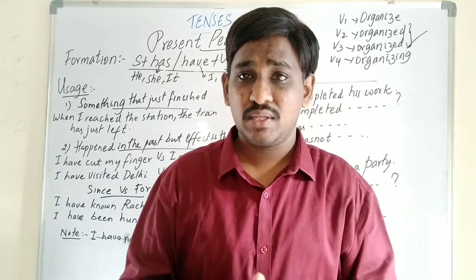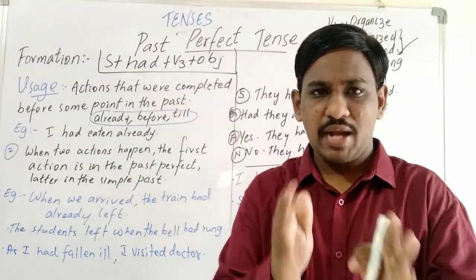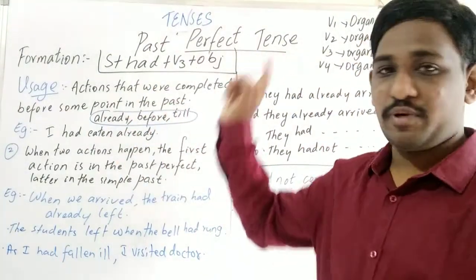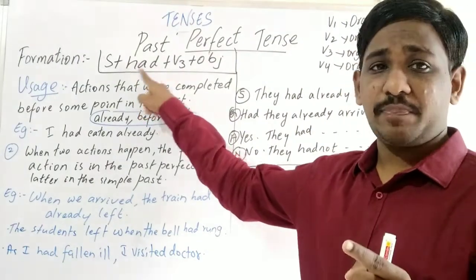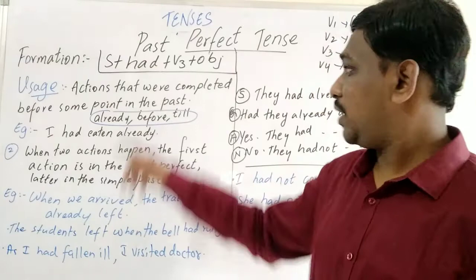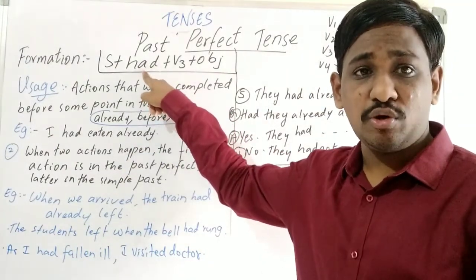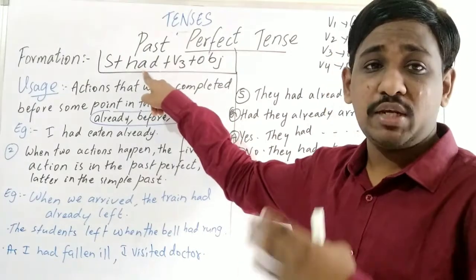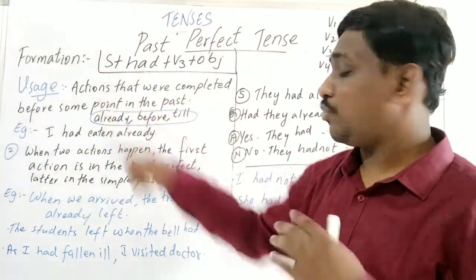So this is present perfect tense. Now it's past perfect tense. Let us see the formation: subject plus had plus V3 plus object. In the present perfect, we had either have or has. Here only had. So there is no confusion about which one to use. You can use had for all. So when do we use this?